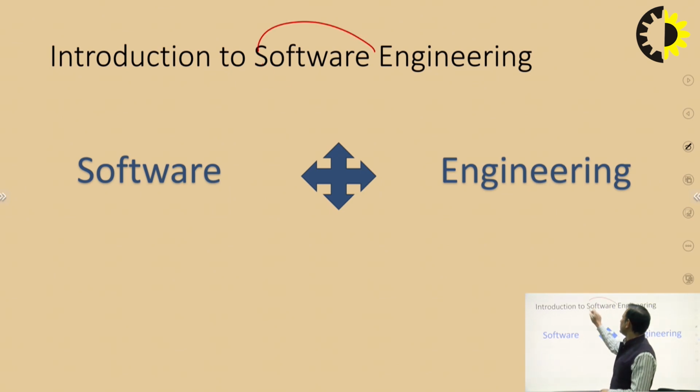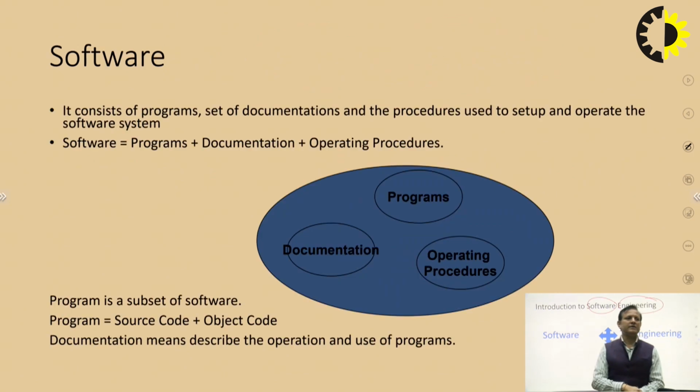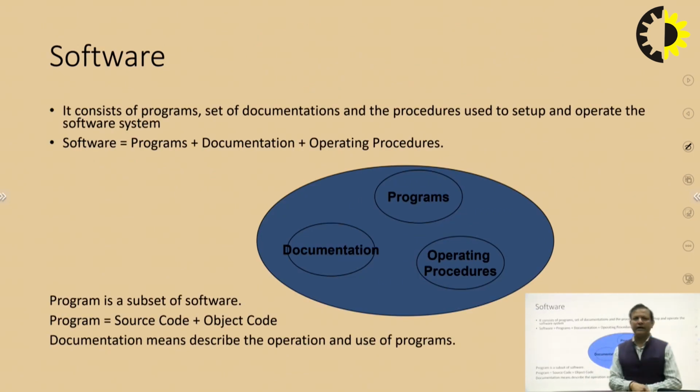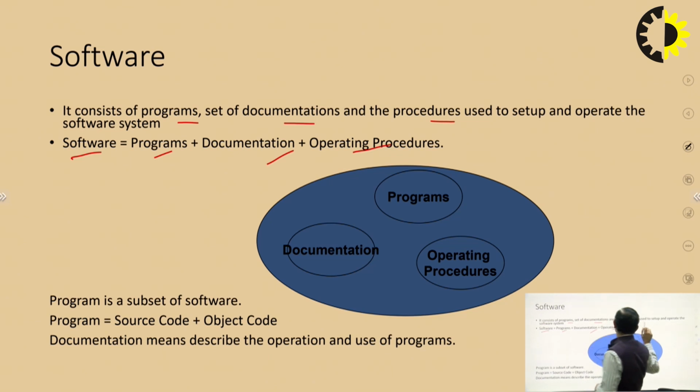It basically includes two keywords: software as well as engineering. We have to understand software first. So, software is what? Programs, documentations and operating procedures. This is known as the software. Basically, if we look at the definition of software, we have discussed it: programs and documentations, procedures, how to set up and operate the software system.